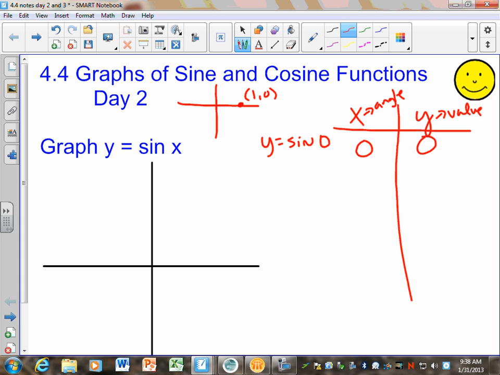I'm not going to pick 1. I don't know what the sine of 1 radian is, and I don't want to just graph a bunch of decimals. I could, but let's pick angles that we know, like pi/6. If I plug pi/6 in there, what do I get? What is the sine of pi/6? Oh, 1/2. That was not so bad.